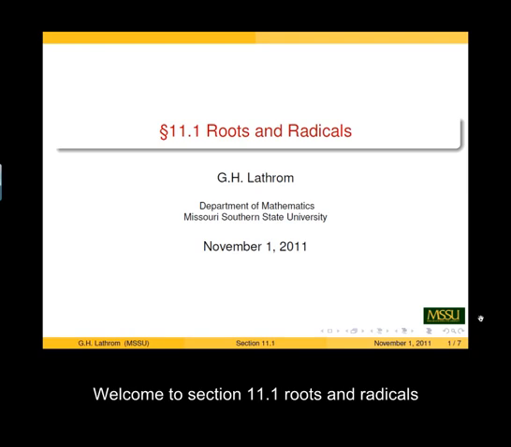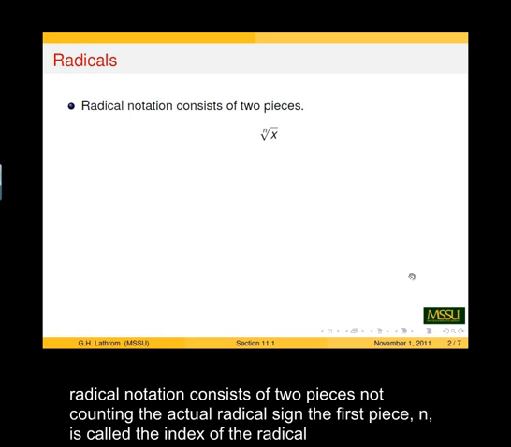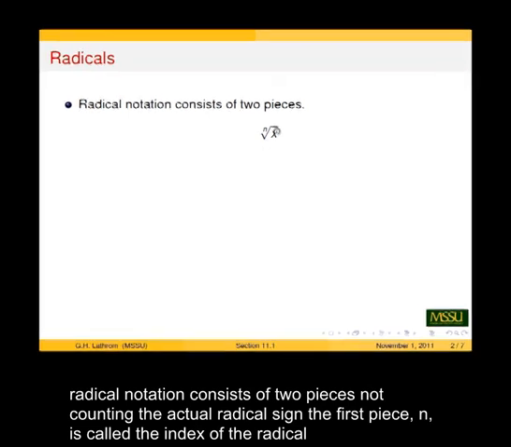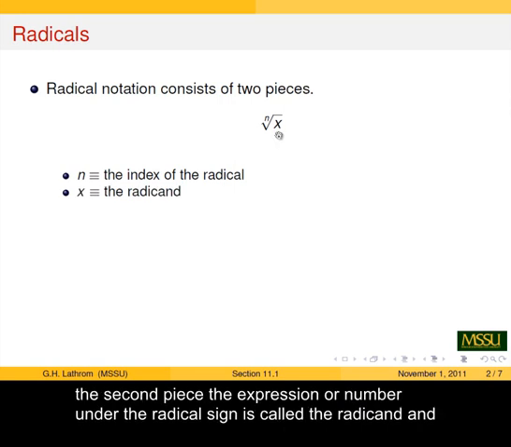Welcome to section 11.1, Roots and Radicals. Radical notation consists of two pieces, not counting the actual radical sign. The first piece, n, is called the index of the radical. The second piece, the expression or number under the radical sign, is called the radicand.